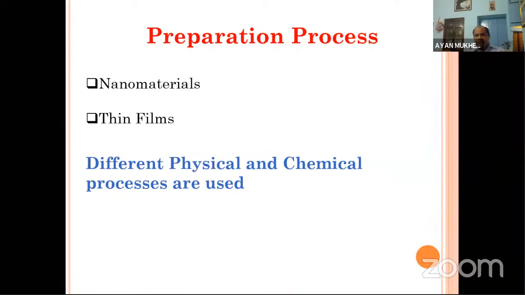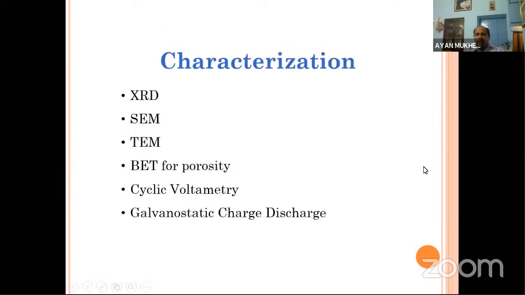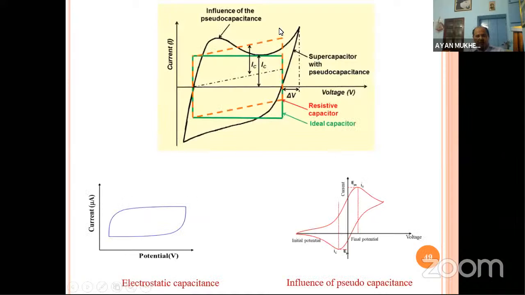We have to grow them, we have to process either nanomaterials or thin film with different physical and chemical processes. Then we have to characterize it with XRD, SEM, TEM, weight for porosity, cyclic voltammetry. This is an important method by which we get the specific capacitance of the material, and then the galvanostatic charge discharge process. We have to check whether the result of this cyclic voltammetry is of practical use or not.